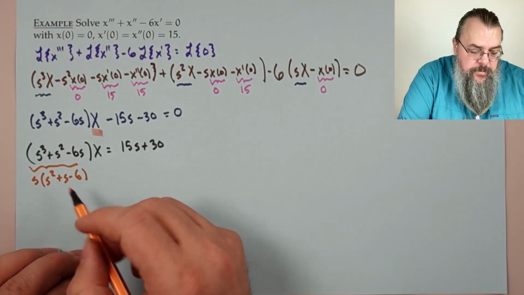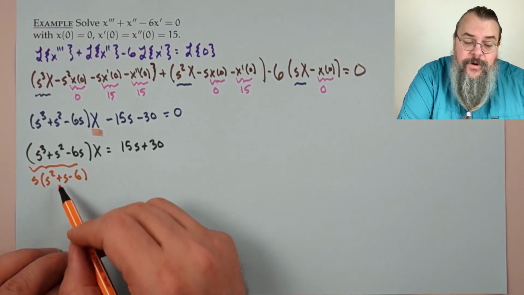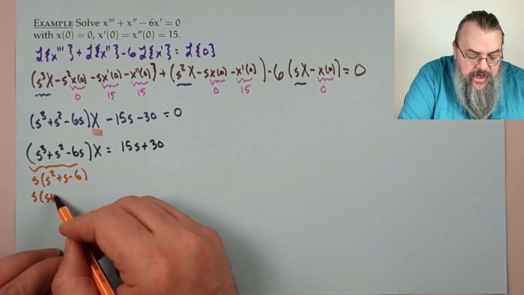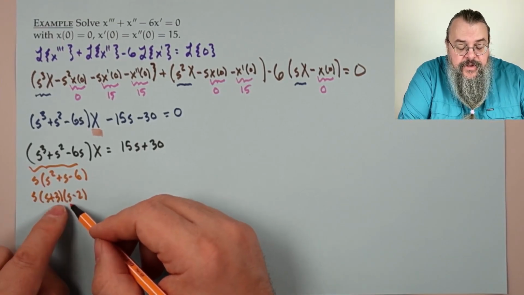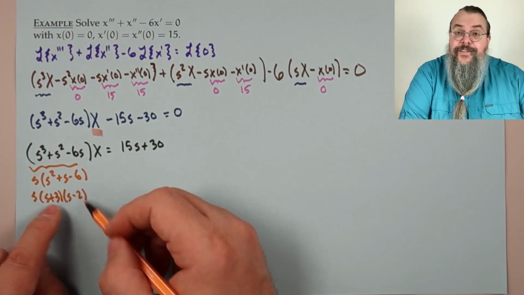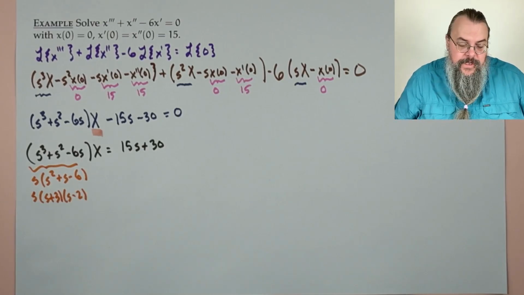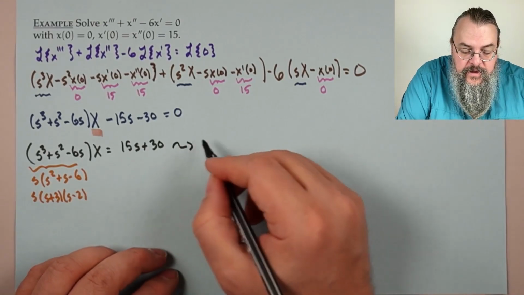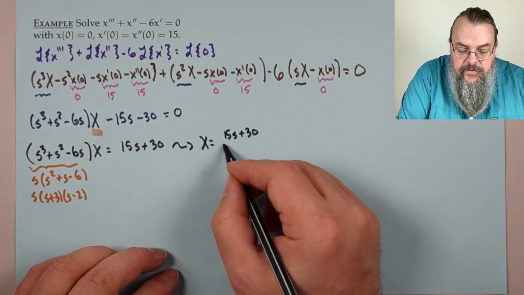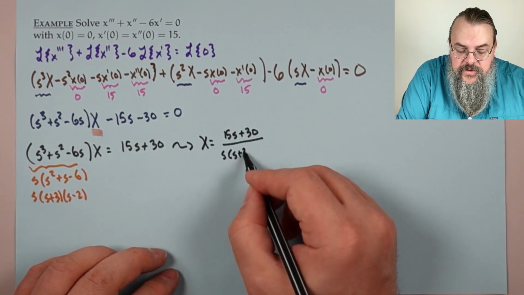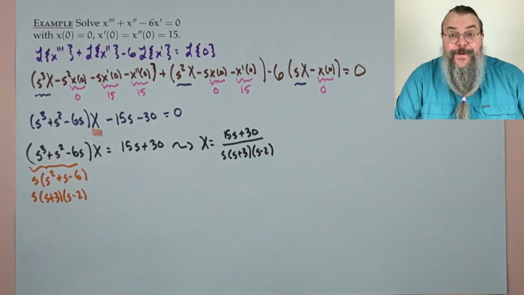And okay, let's see. Can we factor that? Well, 2 things multiplied to negative 6 add to positive 1. I think plus 3 and minus 2 might work. Let's check. S squared, that's good. Minus 2s plus 3s. Nice. And then minus 6. Nice. And so we have that x is equal to 15s plus 30 divided by s times s plus 3 times s minus 2.